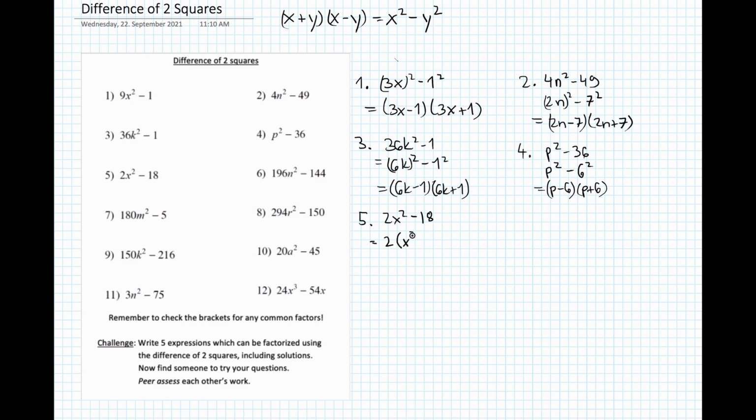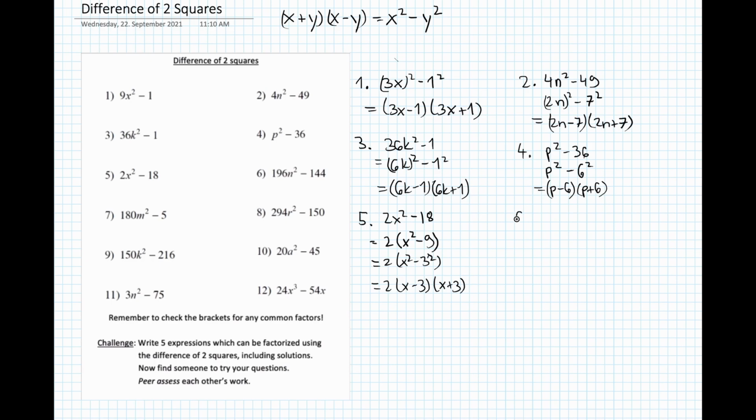You're left with x squared minus 9. And 9 is a perfect square, which is just 3 squared. So that's the same as x squared minus 3 squared. Now here we can use the binomial formula again, which gives us 2 times x minus 3 times x plus 3. And that's the final answer.